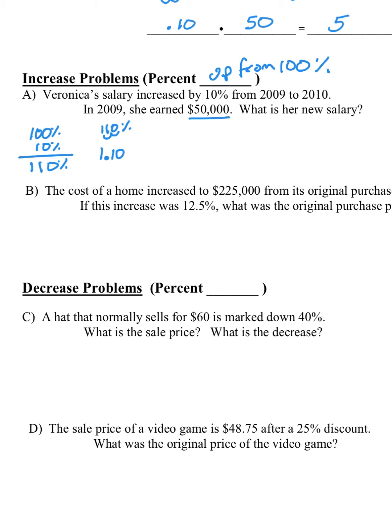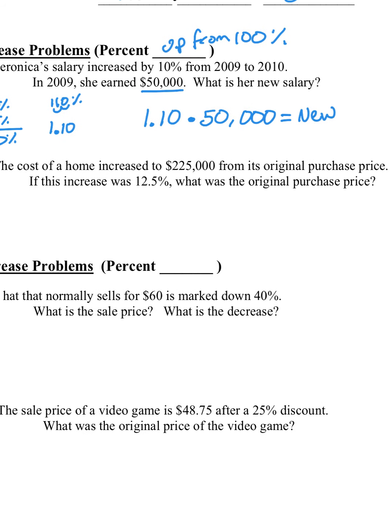$50,000 is the old salary. So we're going to do 1.10 times $50,000 equals, and this is going to be the new salary. So again, if you take your calculators out, 1.10 times $50,000 is going to be $55,000, which equals the new salary. All right.